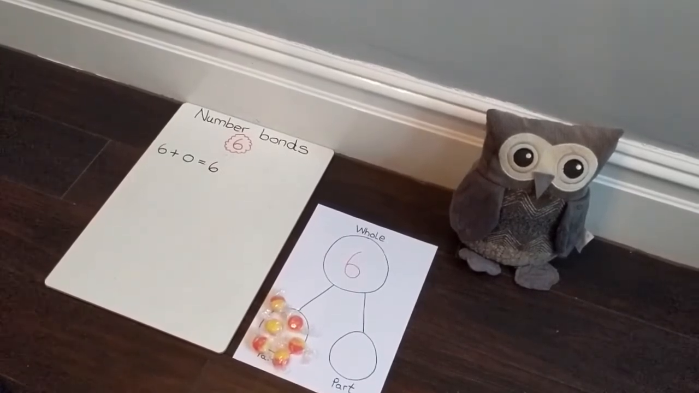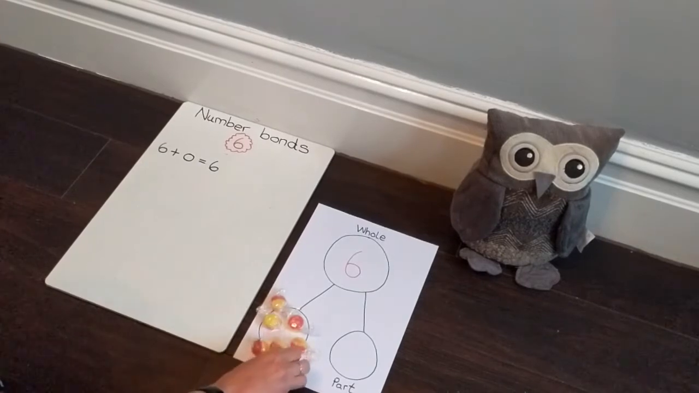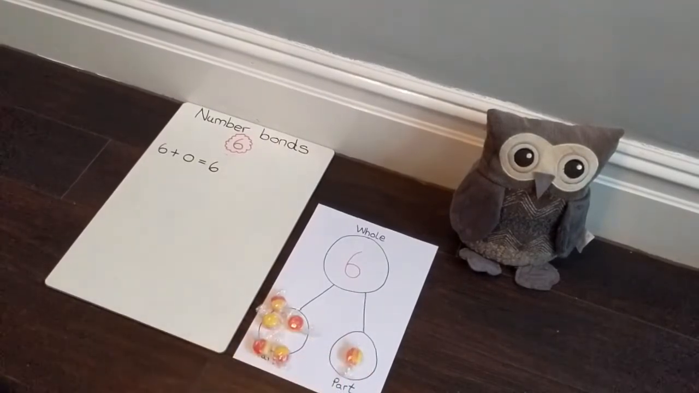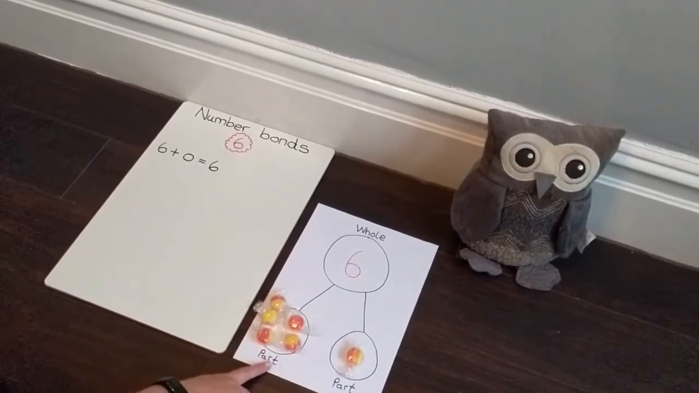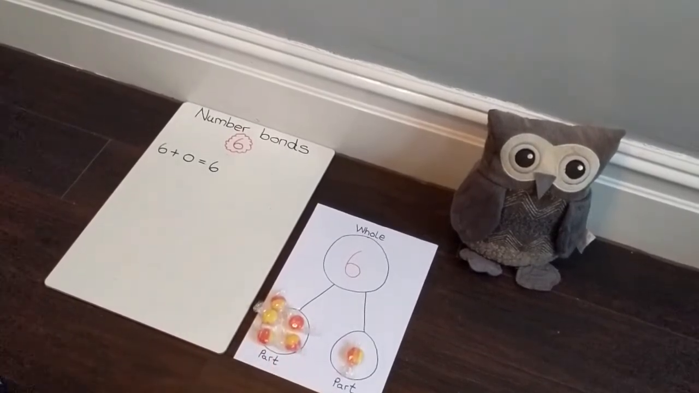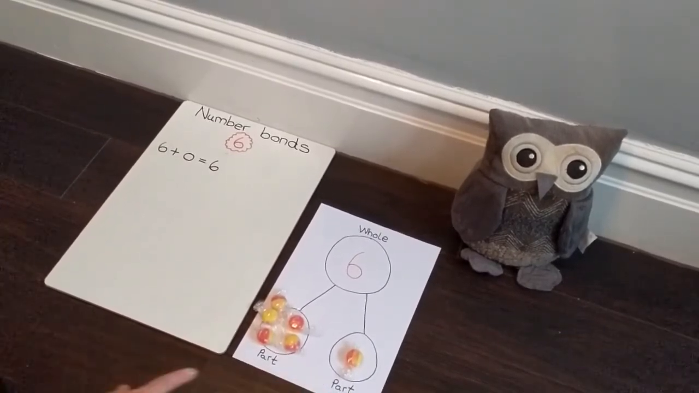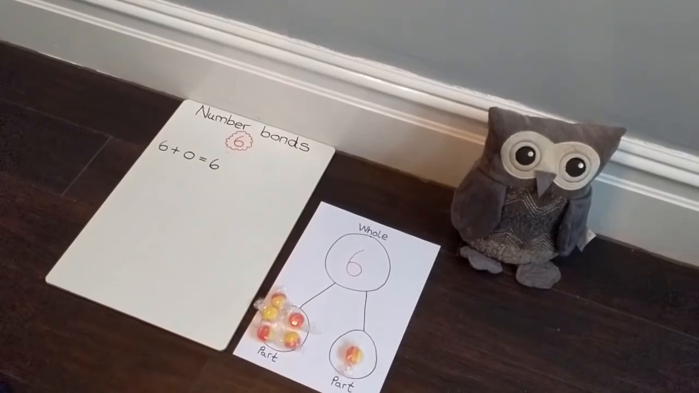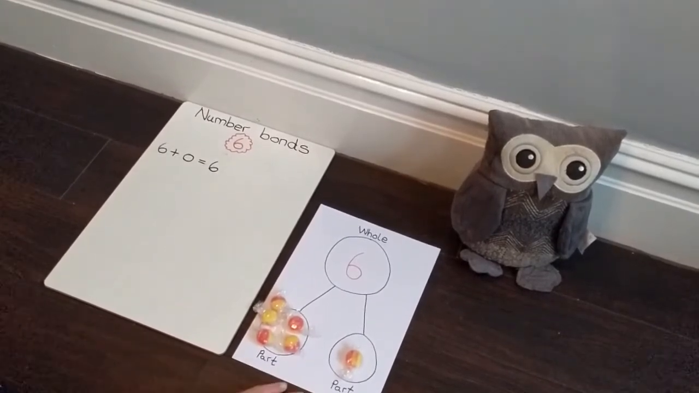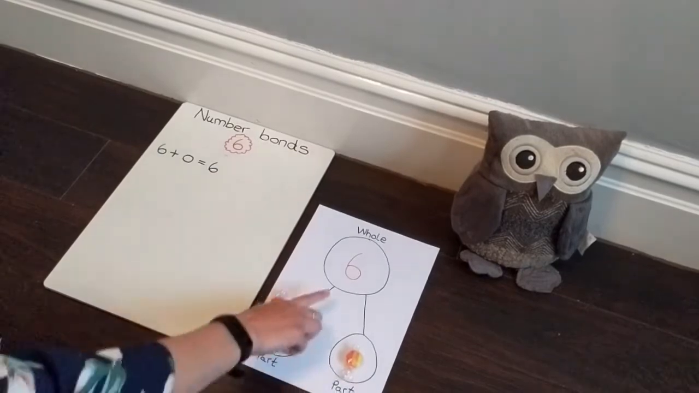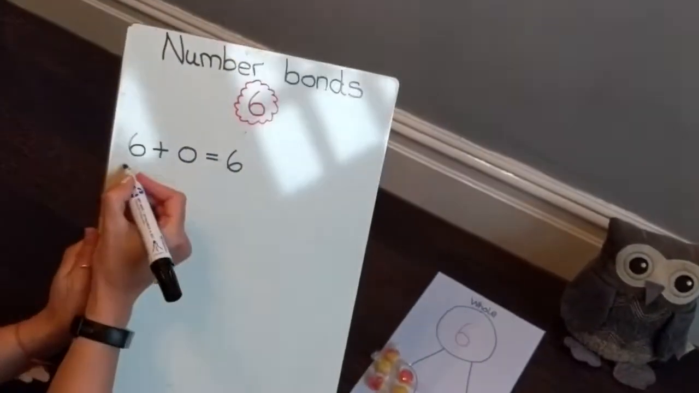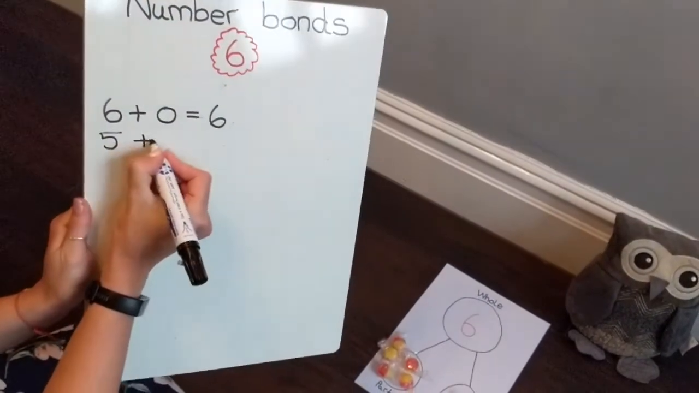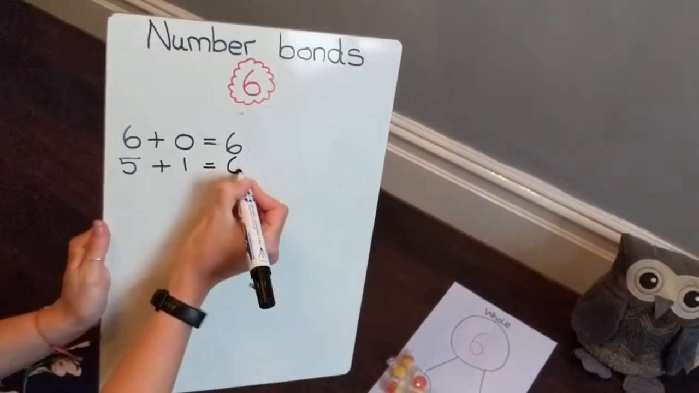We are going to move one of our sweets from this part onto this part. You will then notice that this part has decreased in value. There are less sweets, whereas this part has increased in value. There are now more sweets on this side than there were before. We are able to use this part whole for our next number sentence. 5 add 1 equals 6. Let's record that on our board. 5 add 1 equals 6.